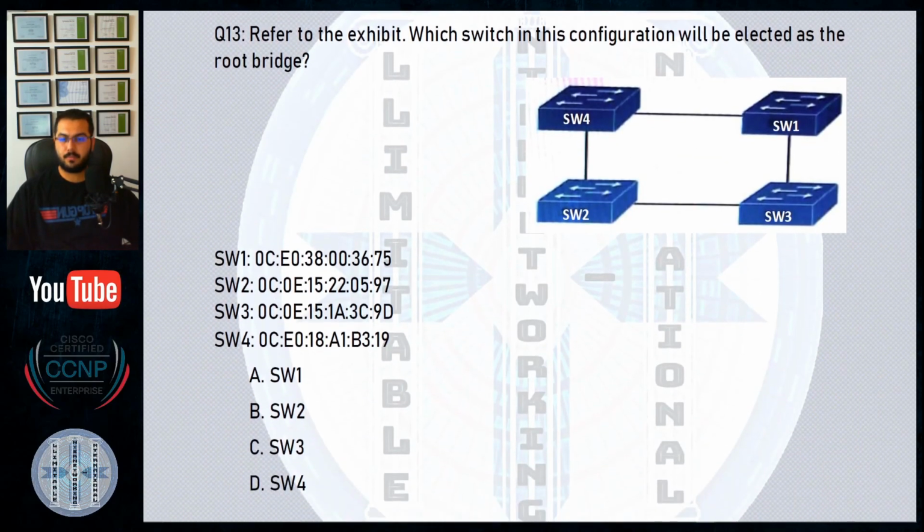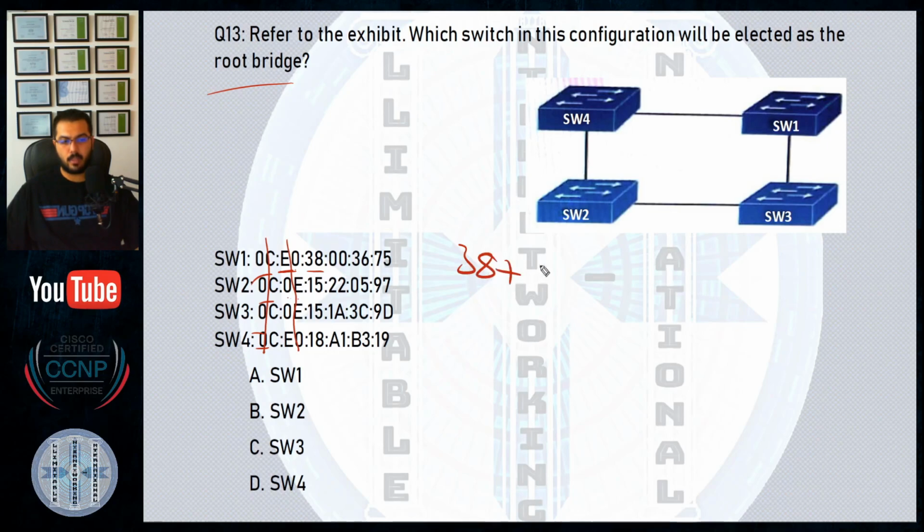Question 13 says, refer to the exhibit. Which switch will become the root? Okay, anything mentioned about priorities? No, only MACs. So let's see. The first digits are identical, and the next ones are at the same level, so it's identical. So I will have to compare these.